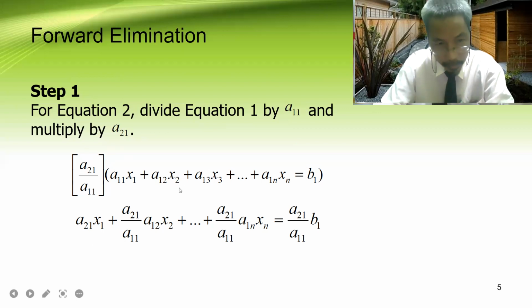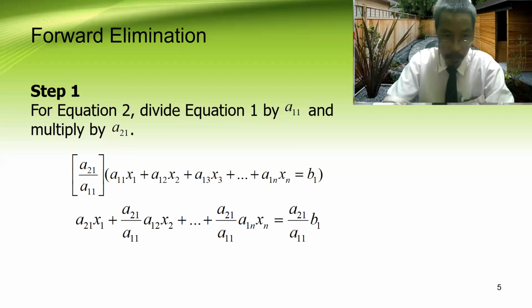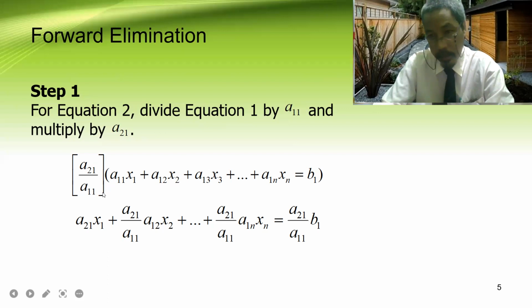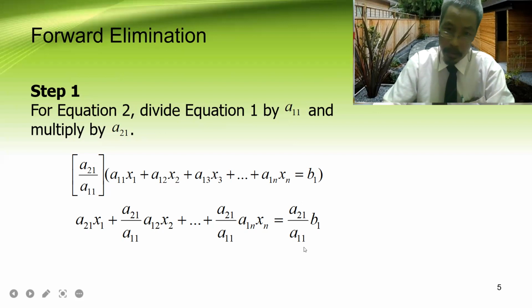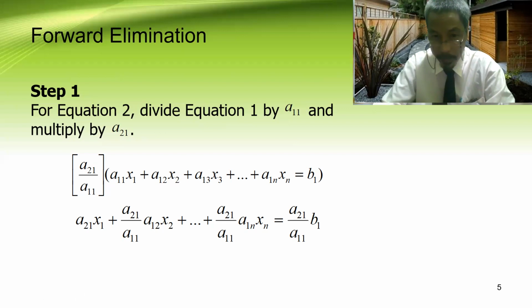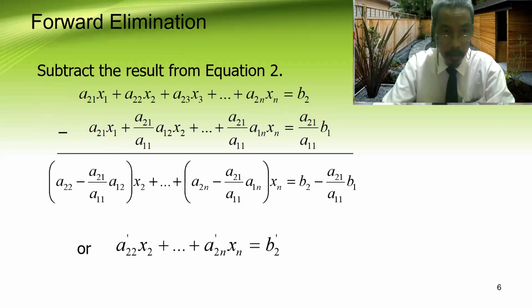Okay. So multiplying, what will happen if you multiply that? So this will cancel out. So this will become the coefficient A21, X1, and then this one will just have what? A factor. A factor of A21 divided by A11. Multiply that factor up to the equivalent constant.